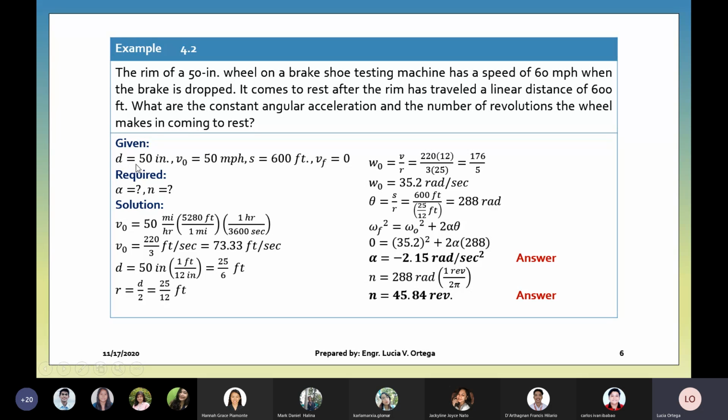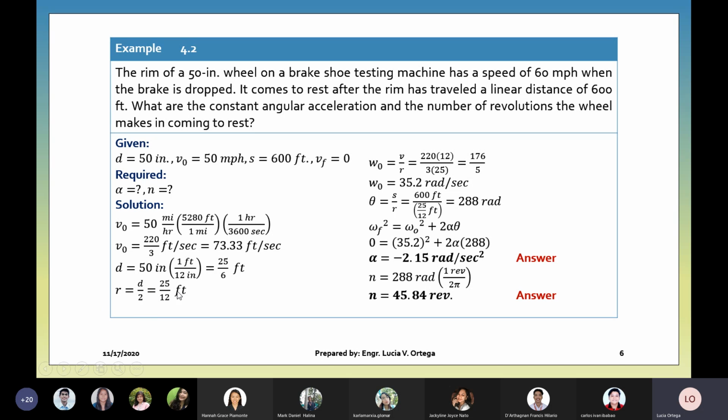So given is the diameter, that is 50 inches. Initial velocity, 50 miles per hour. The linear distance is 600 feet. And the final velocity is 0 because the wheel will come to rest. So we have to convert first the initial velocity, 50 miles per hour, to feet per second. And that is equal to 73.33 feet per second. So the diameter is 50 inches, so we convert to feet, that is 25 over 6 feet.